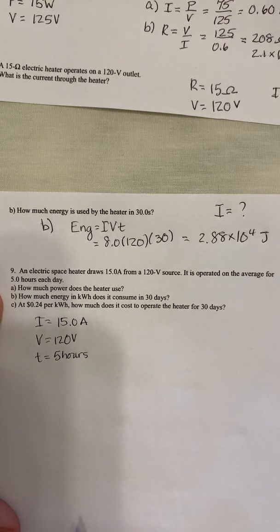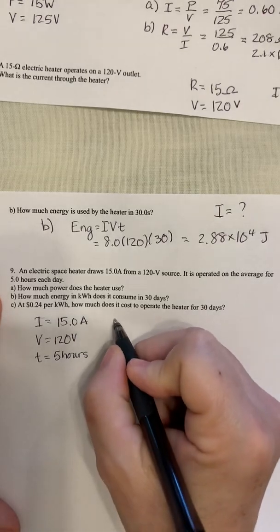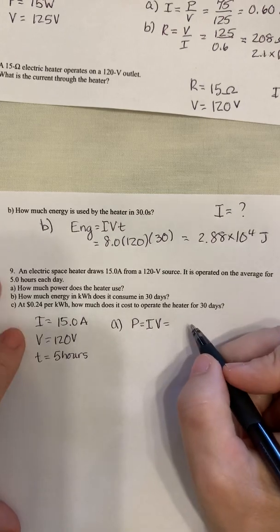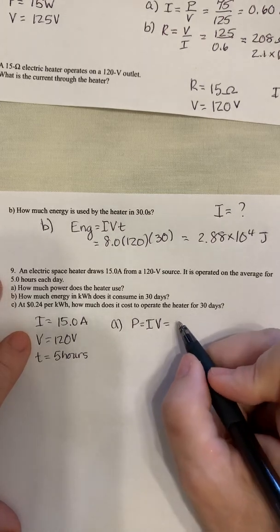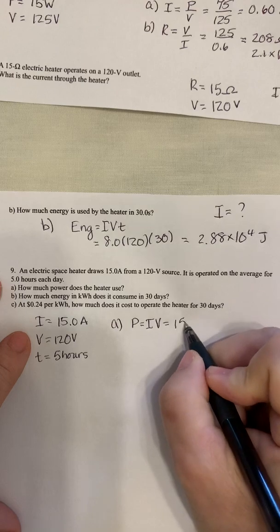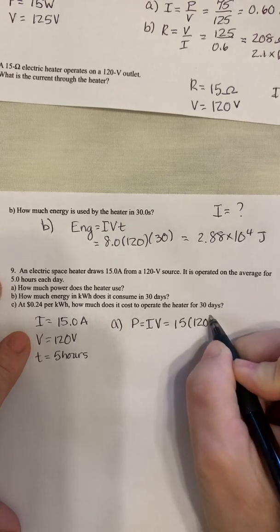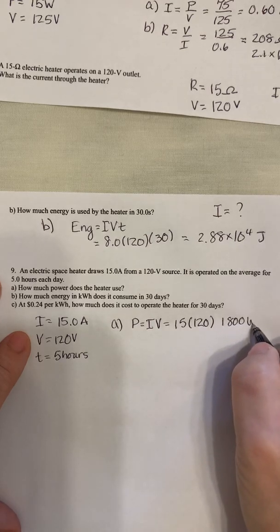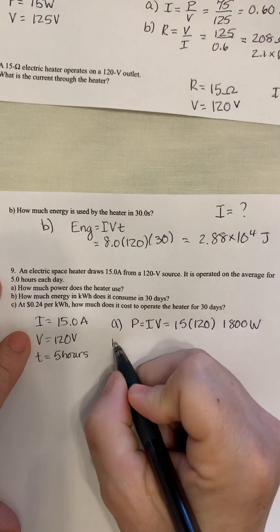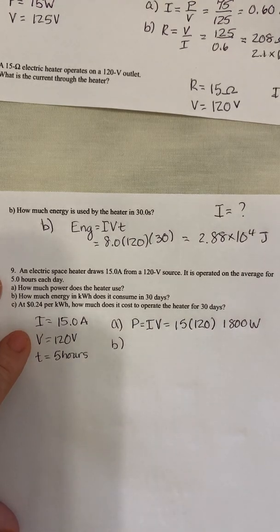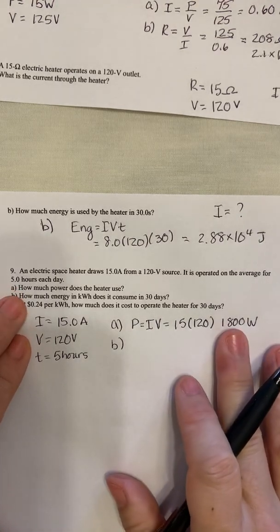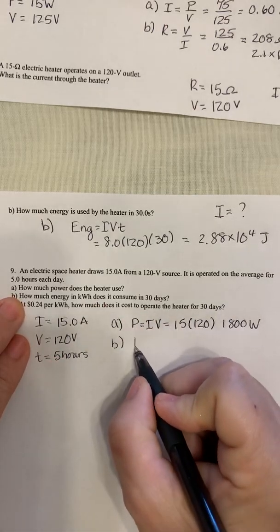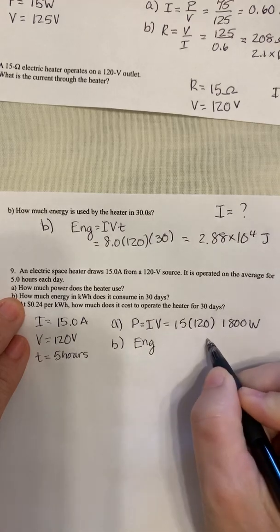How much power does the heater use? So A, P is equal to IV. That is going to be 15 times 120. And that's 1800 watts. B, how much energy in kilowatt hours does it consume in 30 days? Okay, first of all, we're looking for how much energy in kilowatt hours.